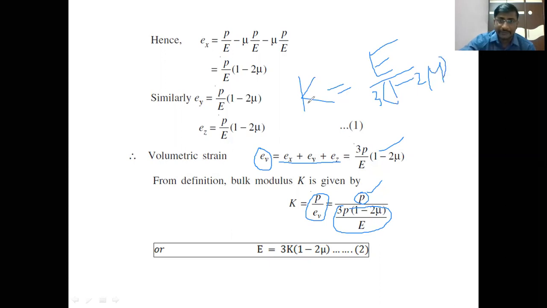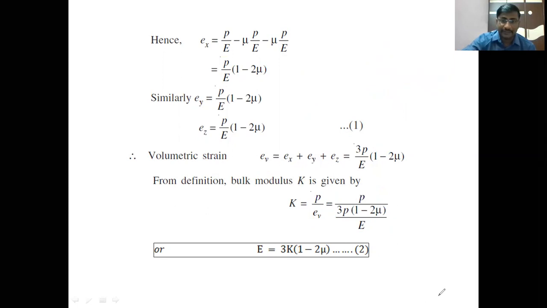Dear students, from this equation, E equals 3 into K into 1 minus 2 mu. So here E equals 3K into 1 minus 2 mu. Take it as the second equation. In the previous case, we derived the relation between E and G. Once again I will write the E and G relation: E is equal to 2G into 1 plus mu. In the first case we derived this relation between E and G. Clear, students? Here the relation between E and K is E equal to 3K into 1 minus 2 mu.